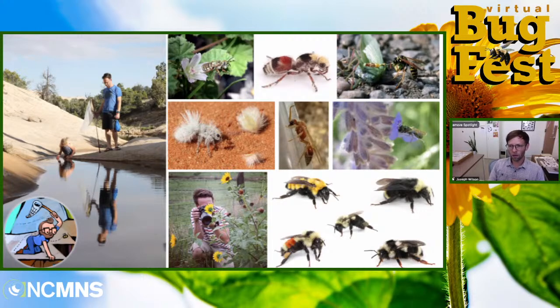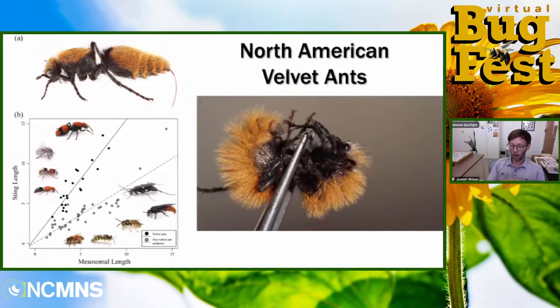Before I talk about bees, I want to talk about my other favorite insect, and you can see a few of them here. These are velvet ants. Velvet ants are what I think of as the coolest wasp in the world. If you saw the talk right before this, he talked a little bit about velvet ants. Some of my research on velvet ants suggests that they have the longest stinger compared to their body out of any bee, wasp, or ant.